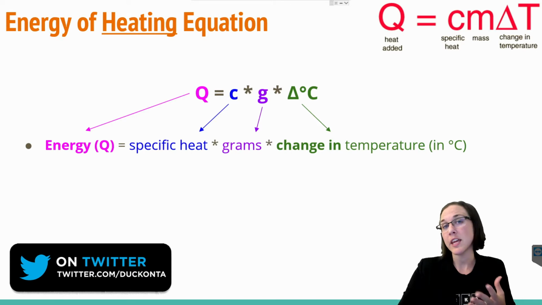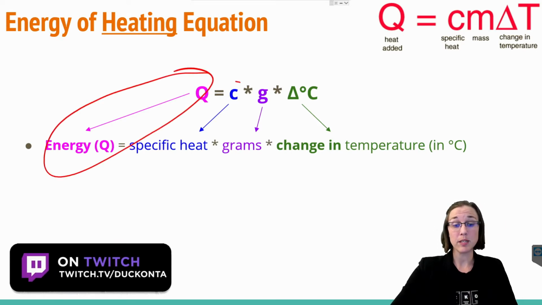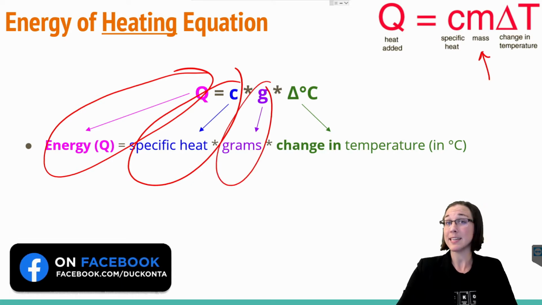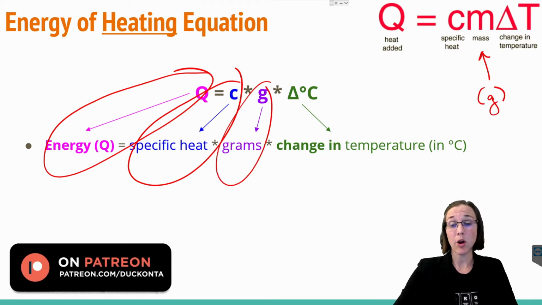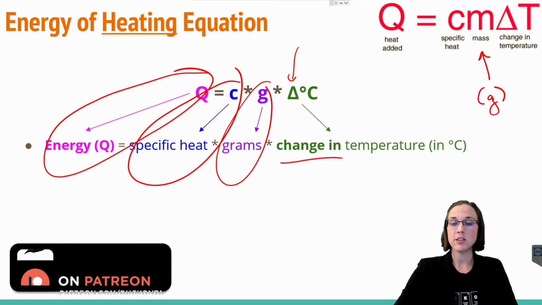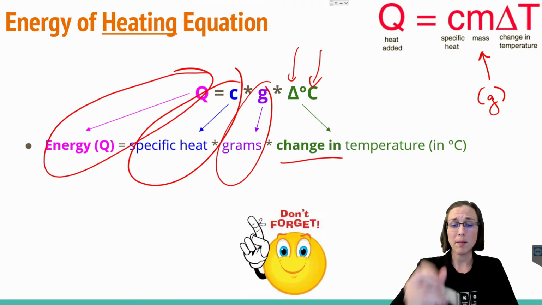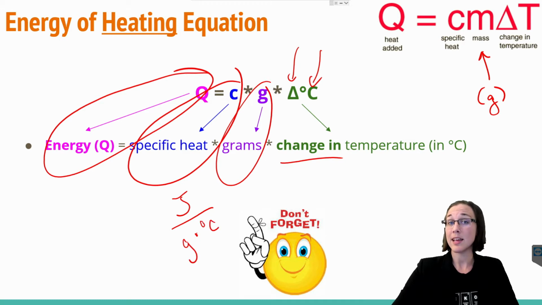Our energy of heating equation is represented by a Q for energy, the C for specific heat, G for grams, or M for mass in grams, and delta, which always means change in, degrees Celsius. That's your temperature value you're going to use. Remember, the units for C were joules divided by grams times degrees Celsius. That's why we need our mass to be in grams and our temperature to be in degrees Celsius, so that they'll cancel with the denominator.